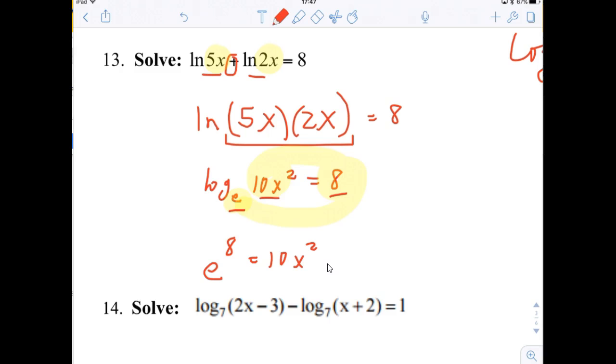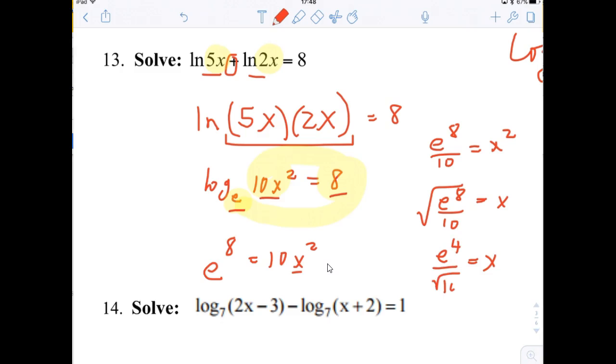And now I can just solve for x, because x is no longer inside the log. I can just do regular algebra. I can divide both sides by 10, and I will get e to the 8 divided by 10 equals x squared. And now I can just take the square root of both sides, and then I'll get x equals the square root of e to the 8 over 10, which is equal to the square root of the top, which is square root of e to the 8, would be e to the 4th, and then the square root of the bottom, which is square root of 10, is just square root of 10. Okay, so there's my answer for that one.